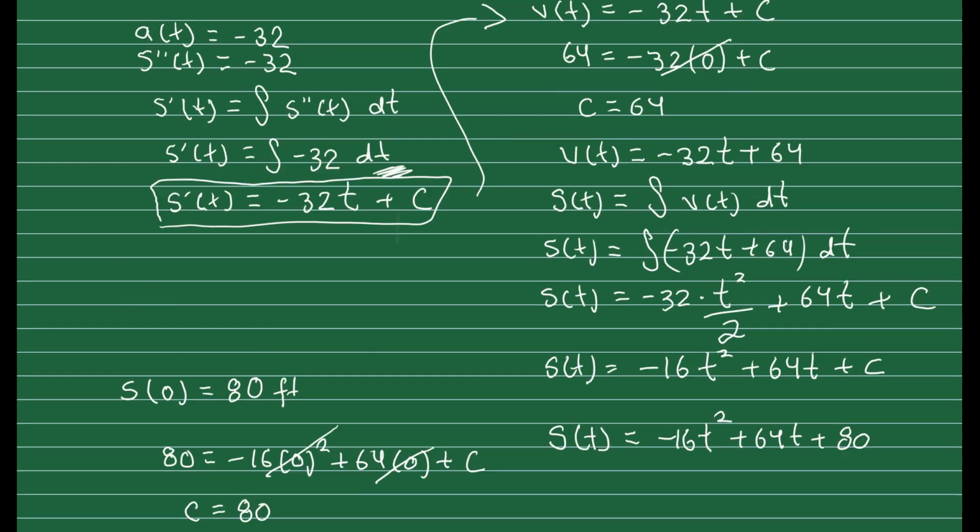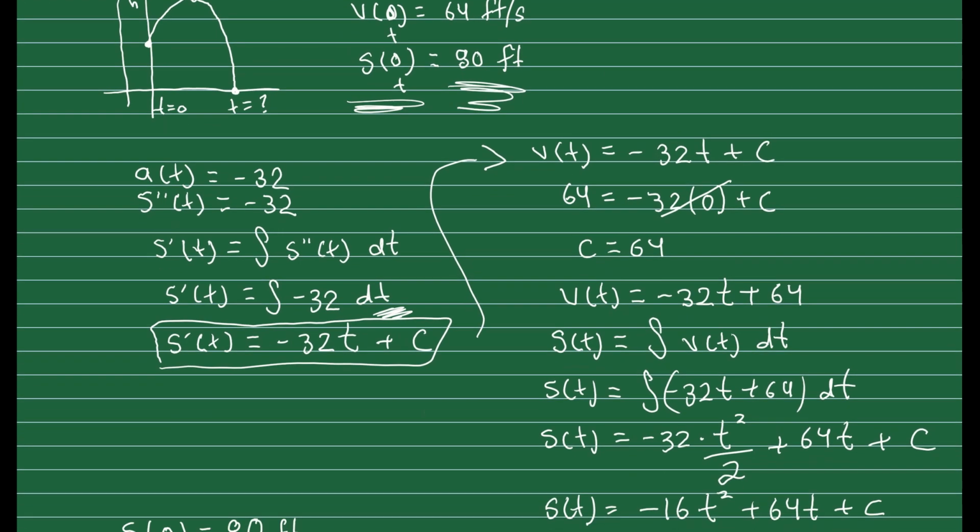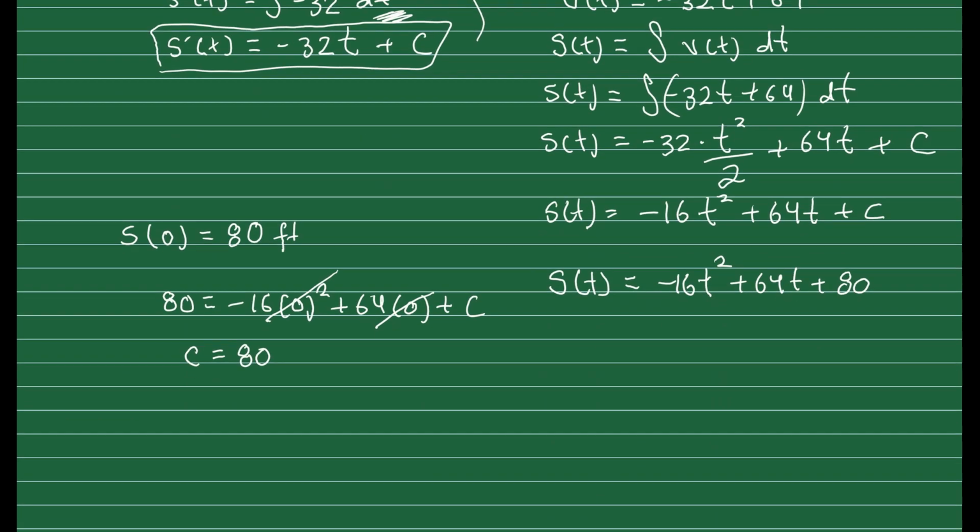Now we can answer the question, when is the position function equal to 0? All right, so then we say, when is this equal to 0? Negative 16t squared plus 64t plus 80. Well, we go ahead and solve. We end up that t is equal to negative 1 or t is equal to 5. All right, you have to factor it.